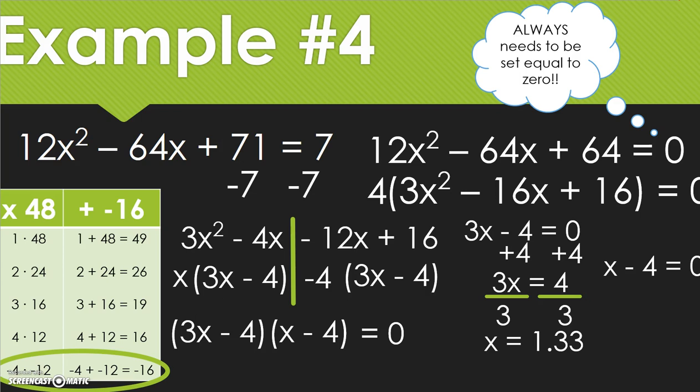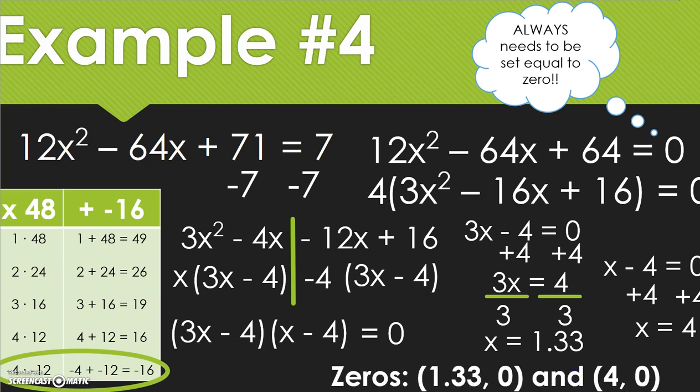All right, and then x minus 4 equals 0. We're going to add 4 to both sides. And 0 plus 4 gives us 4. All right, so the zeros for this quadratic equation are (1.33, 0) and (4, 0).